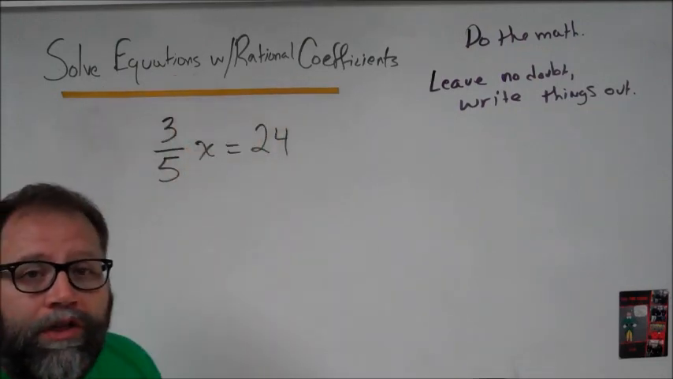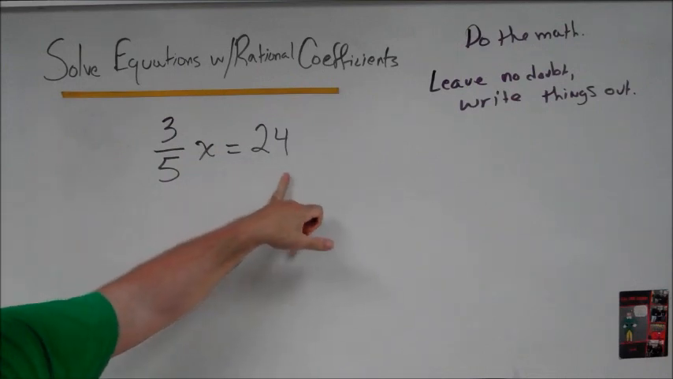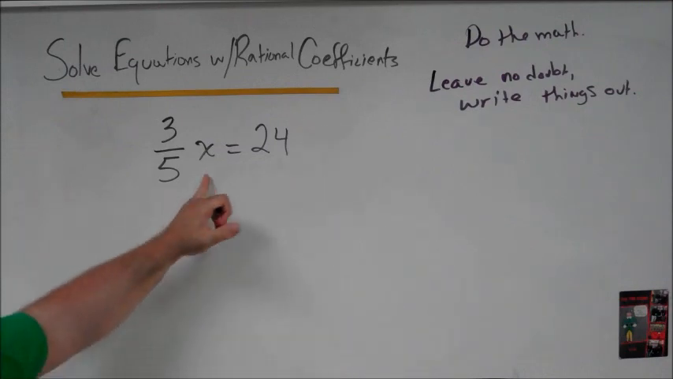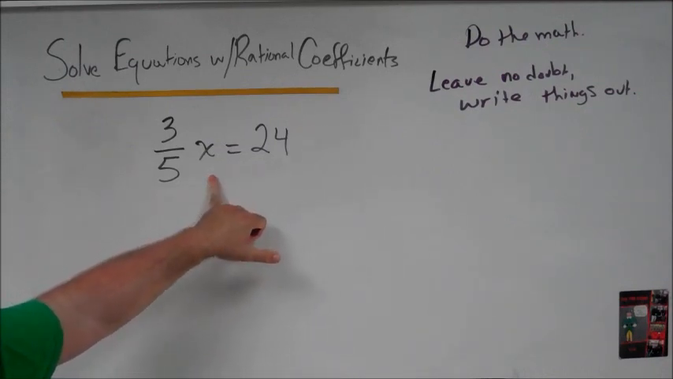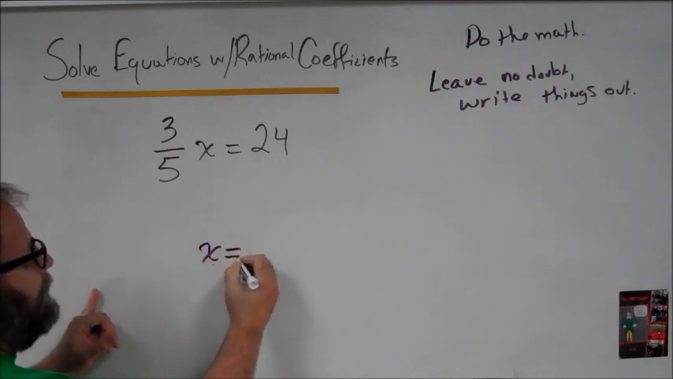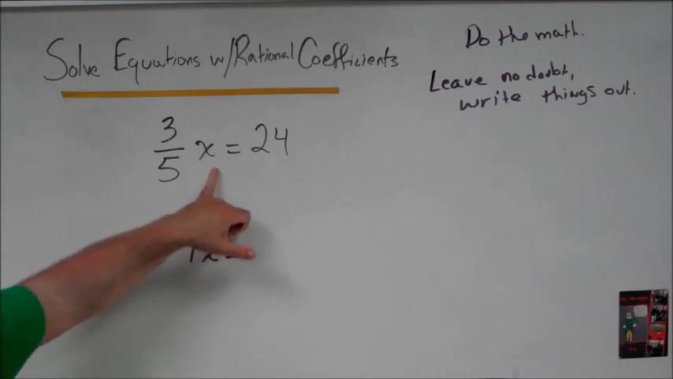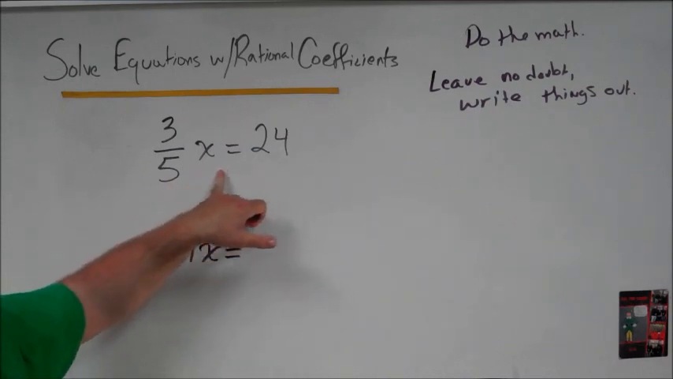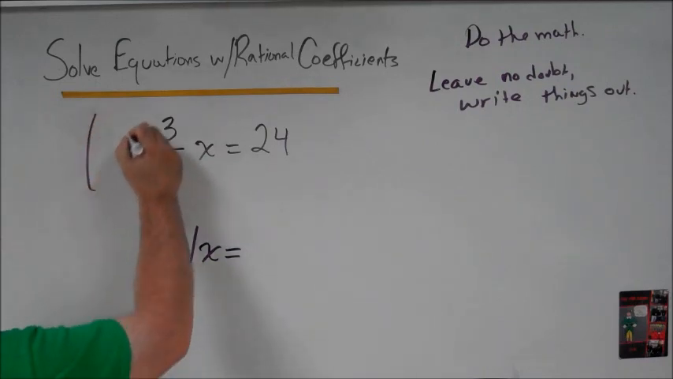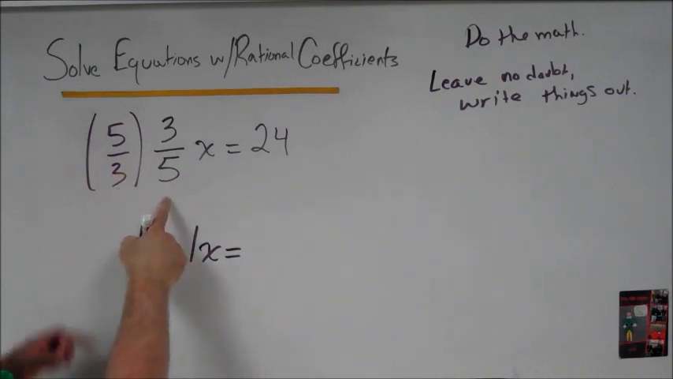Solve equations with rational coefficients. Here's our first example. I've got 3/5 x equals 24. What we always want is we want that x to be by itself, or x multiplied by 1. So we want this to say something like x equals, and don't forget that the coefficient of x here is 1. So we want to turn this into 1, so we're going to multiply this by the reciprocal. That will turn 3/5 into 1. Remember, the reciprocal is any number that when multiplied by another would equal 1.